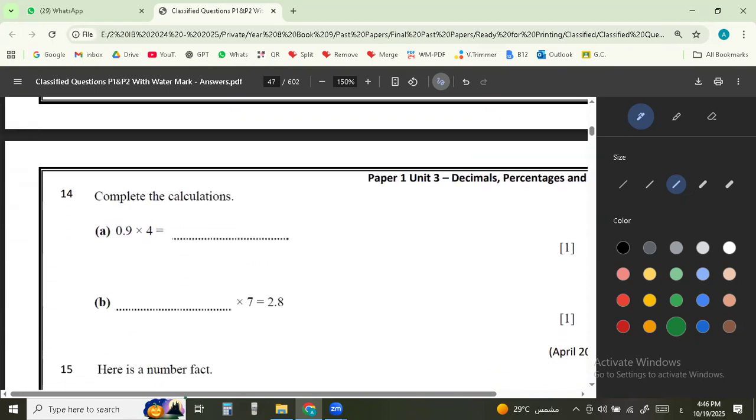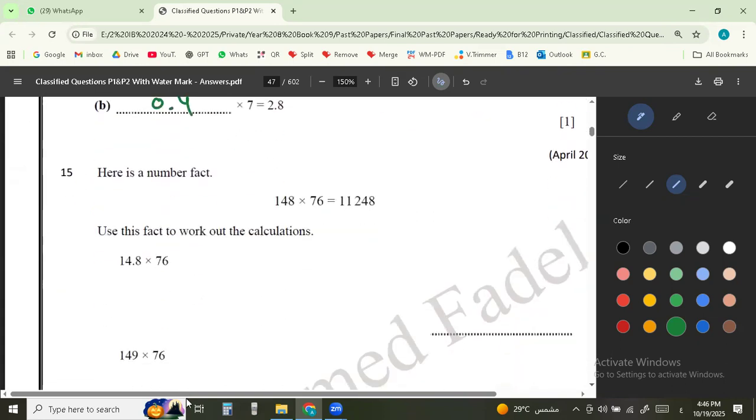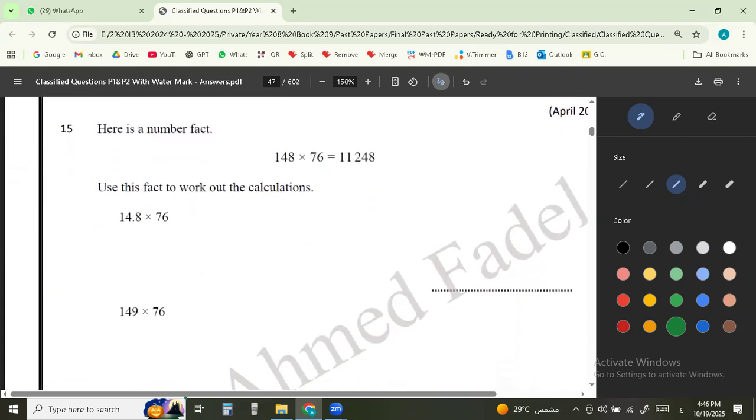Complete the calculations. 4 times 9 is 36, but I have one decimal place. I need to find this one. Divide 2.8 by 7. It's going to give you 0.4, because 28 divided by 7 is 4, but I have one decimal place. You have 0.4. This times this equals 11,248 from the fact, but I have one decimal place. Not a problem, I put one decimal place.